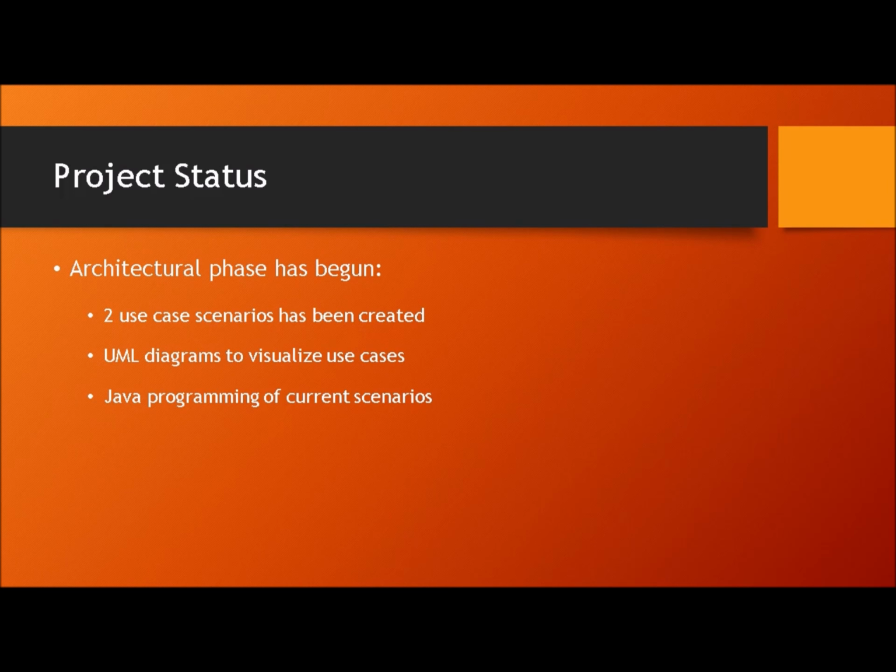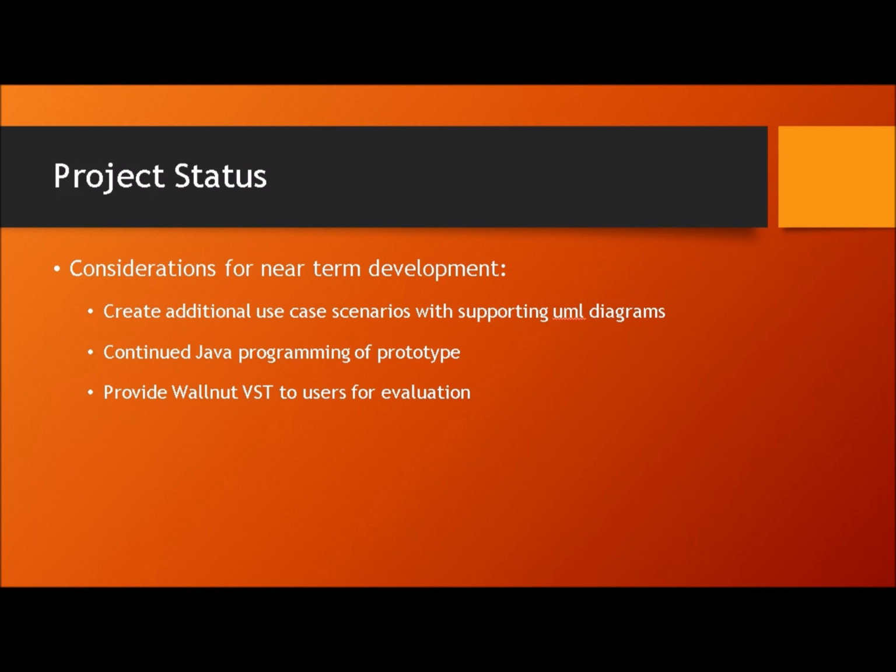We have presently created 2 use case scenarios and various UML diagrams to support them. As well, we have started programming our use cases in Java. Future development of Walnut VST in the near term will be centered around creating additional use case scenarios and their supporting UML diagrams. Java programming will also be worked into the prototype. As it is being developed, Walnut VST will be provided to members of our target audience for evaluation. The valuable feedback received will steer the team in the future development of the platform.